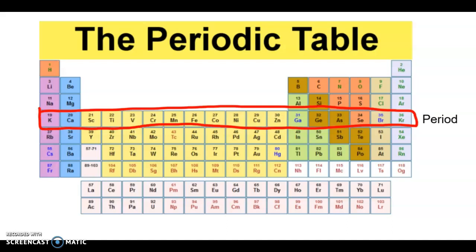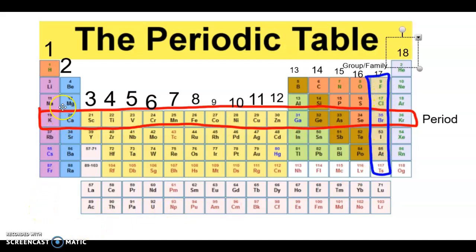And the other term that we're going to start off with is if we look from top to bottom, like this. A vertical column is what we call a group or a family. The reason that elements are grouped into these families vertically is that all the elements within a family are going to have very similar characteristics. The family that I just outlined here is what we call the halogens. And all the halogens are going to react similarly because they all have the same number of valence electrons.